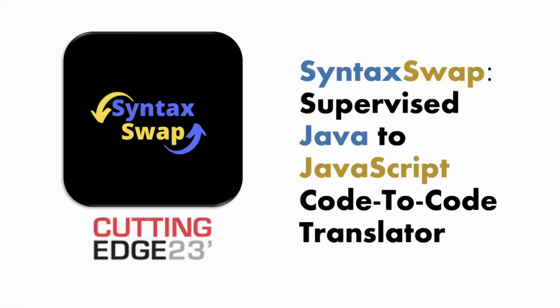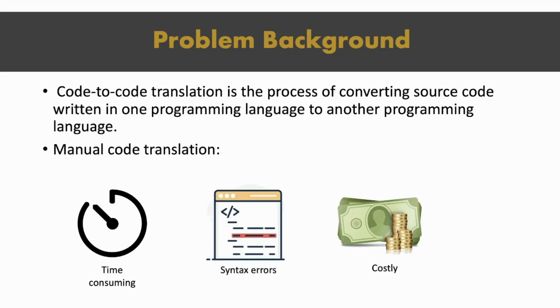Hi, I'm Dylan. So this is my project about a supervised Java to JavaScript code-to-code translator. Basically, code-to-code translation is the process of converting source code written in one programming language to another programming language. So like in natural language translations, like English to German, here what we are converting is a program which is written in a programming language like Java to JavaScript.